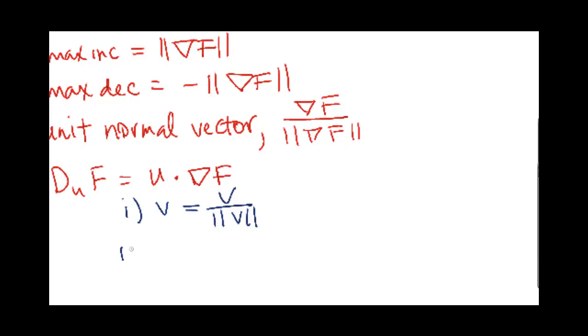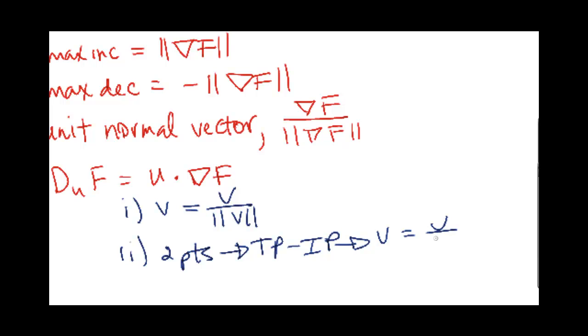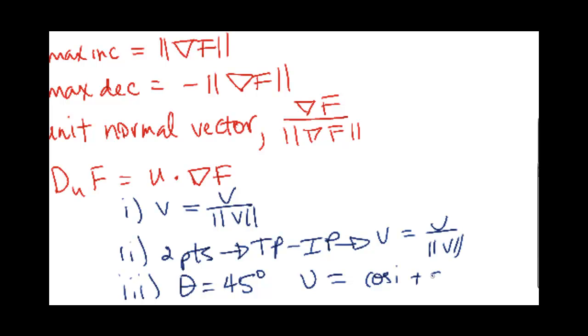If you're given 2 points, find the vector by doing terminal point minus initial point. Then repeat step 1. Once you got V, just do V over magnitude of V. In some scenarios you'll be given a theta, and that's usually two-dimensional, some angle like 45 degrees. In that scenario, what you do is the unit vector is equal to cosine theta i plus sine theta j.